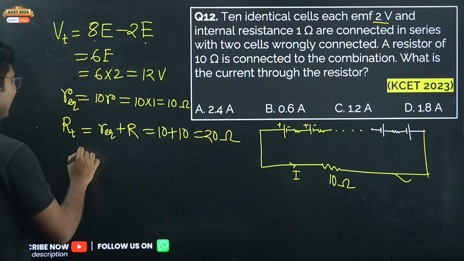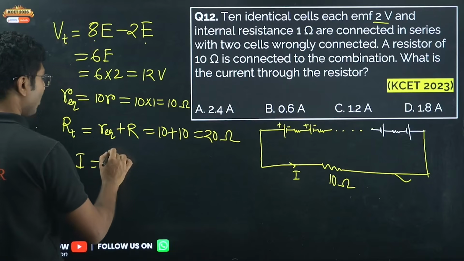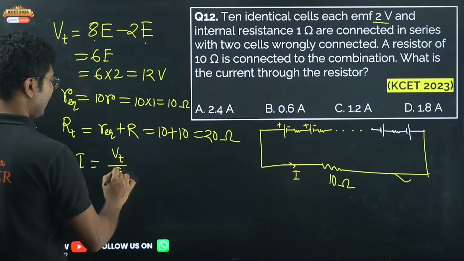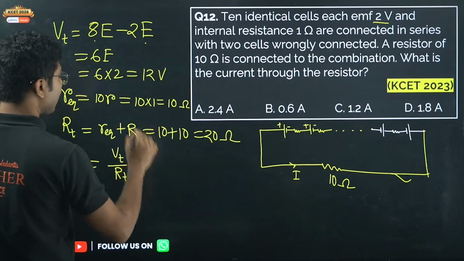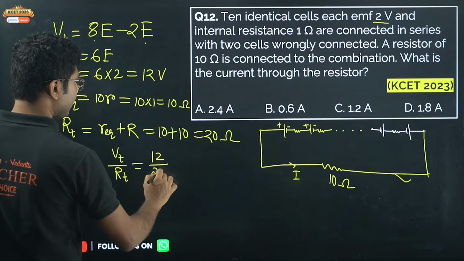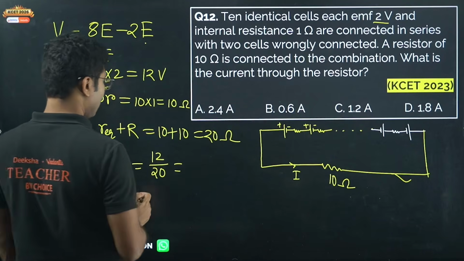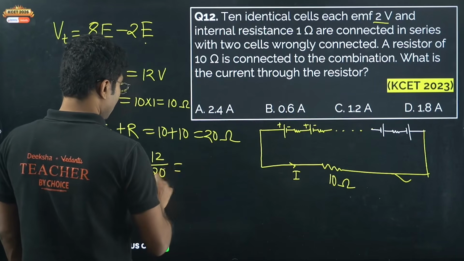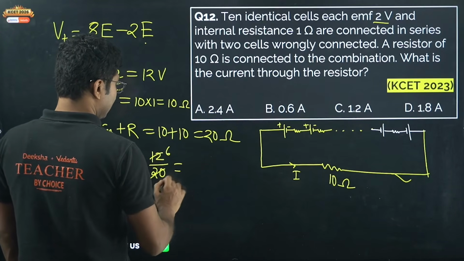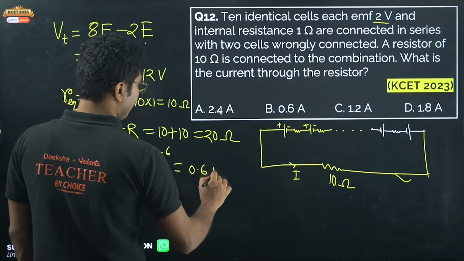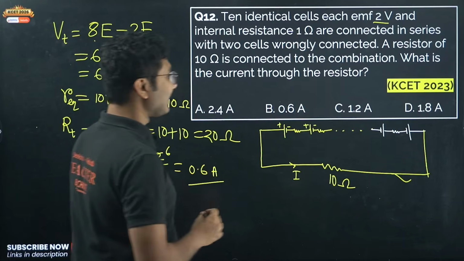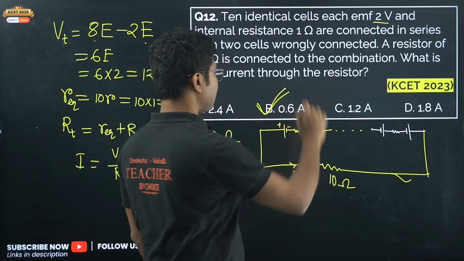So what is the current? Current is given by the total voltage divided by total resistance. Total voltage is 12, total resistance is 20, so it will be 6 by 10, that is 0.6 ampere. So the current in the circuit is 0.6 amperes.